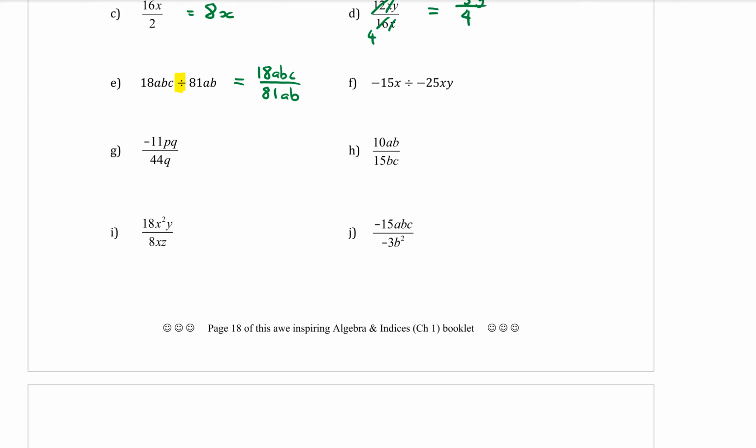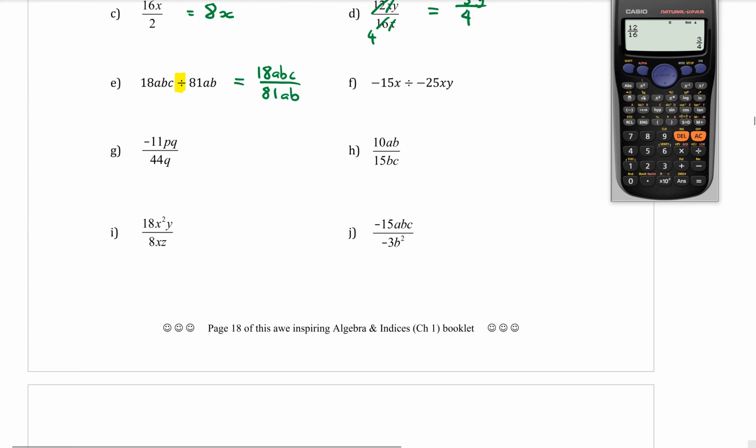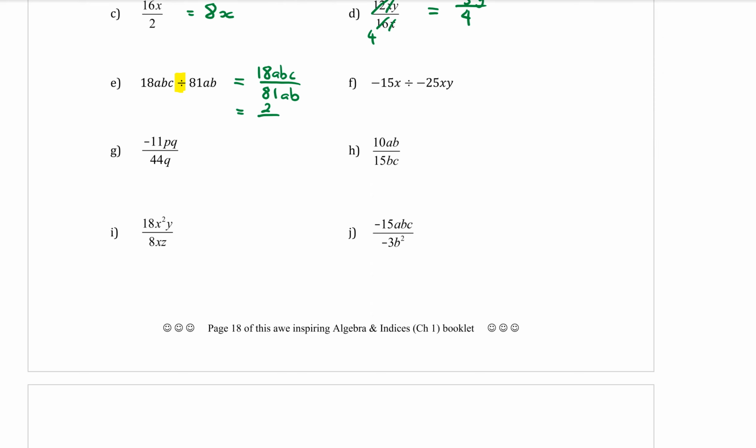Okay, so like the last question, let's use our calculator to simplify those numbers for us. Okay, the 18 is on the top, the 81 is on the bottom, and we press an equals. Okay, so what we're really doing is we're dividing by 9, which is going to give me a 2 on the top and a 9 on the bottom.